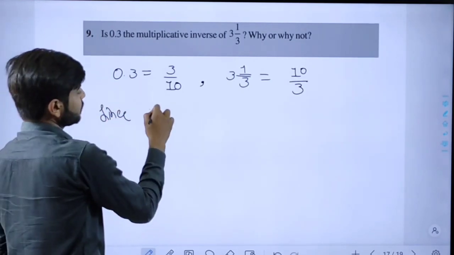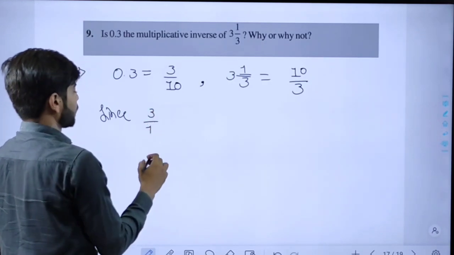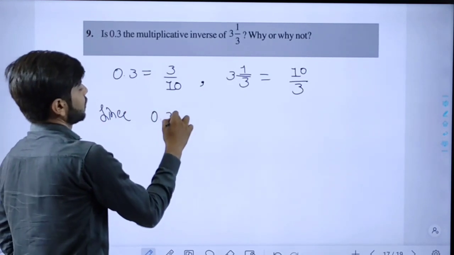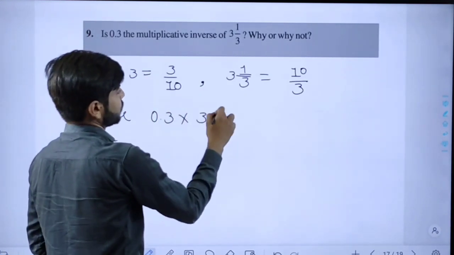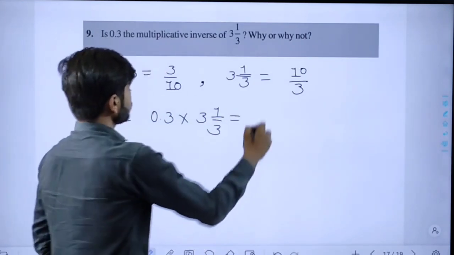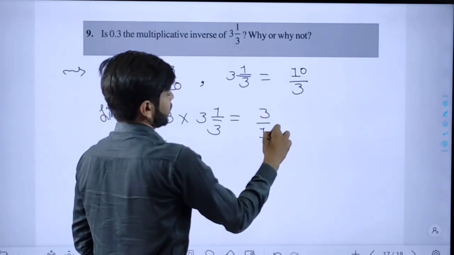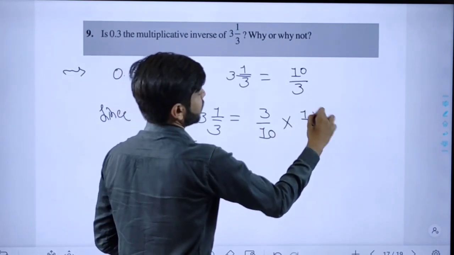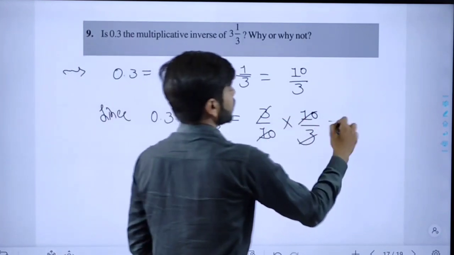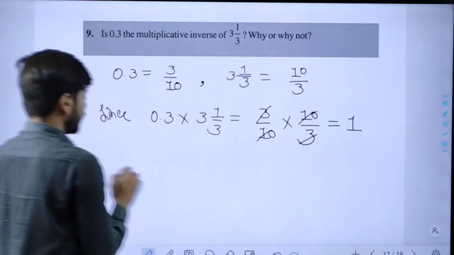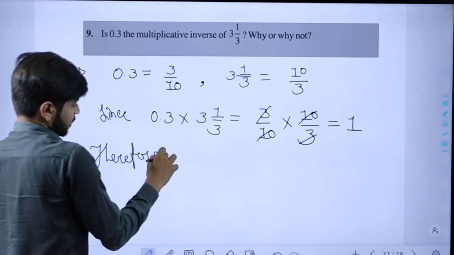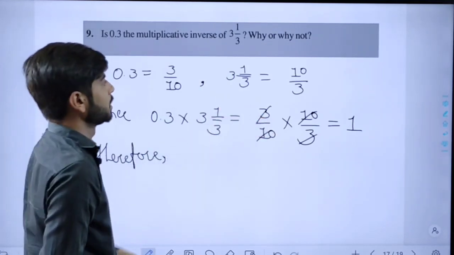Okay, we will write 0.3 multiplied with 3, 1 upon 3 is equal to 3 upon 10 multiplied with 10 upon 3. 10 10 will be cut, 3 3 will be cut, and it will be 1. Therefore, yes, we can say it is multiplicative inverse.